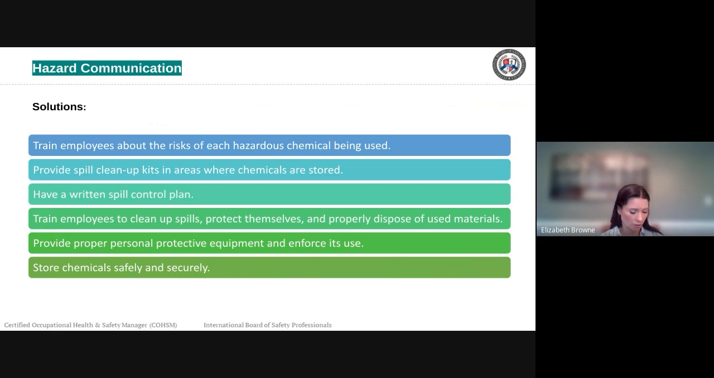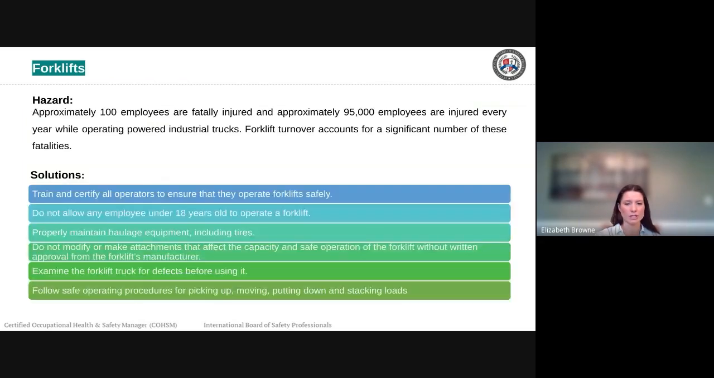So we want to make sure that we're not disposing of chemicals in an improper manner that may affect our waterways. We want to provide personal protective equipment and enforce its use as prescribed by the manufacturer of the chemicals, which is found on the safety data sheet. And we want to make sure we're using container labeling properly. We want to make sure that we're storing chemicals safely and securely per the safety data sheet as well.